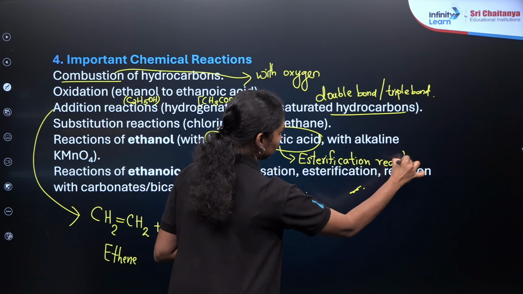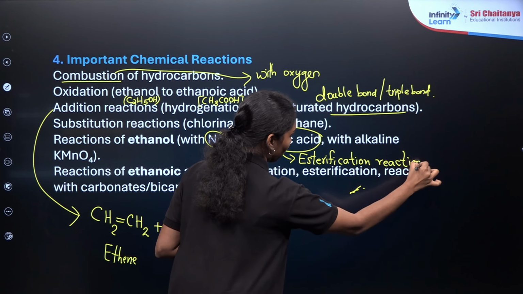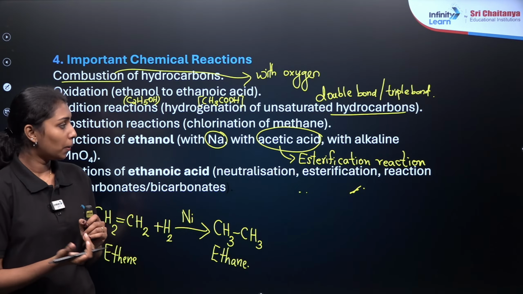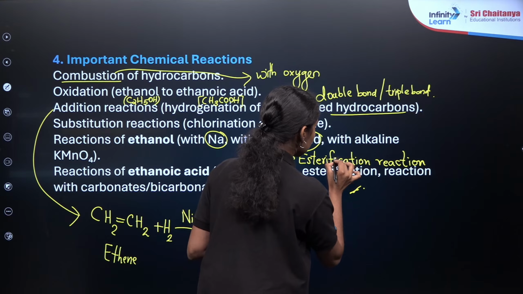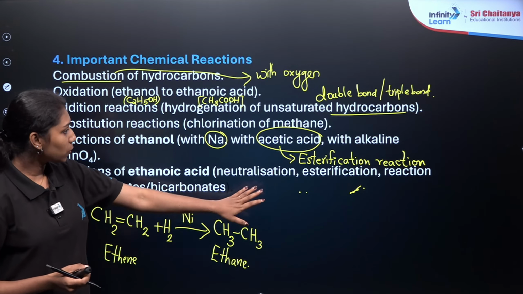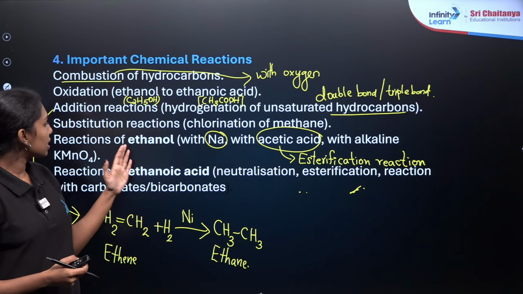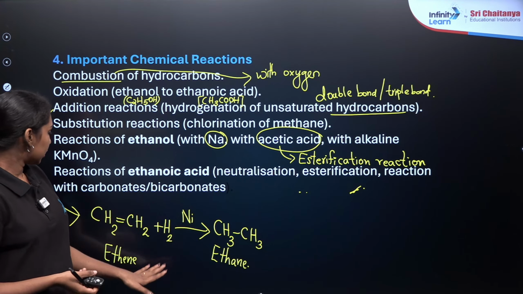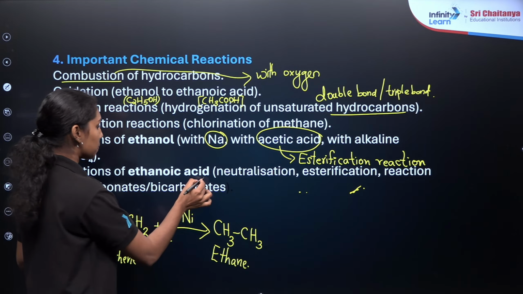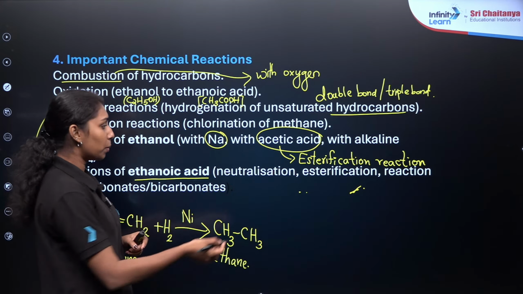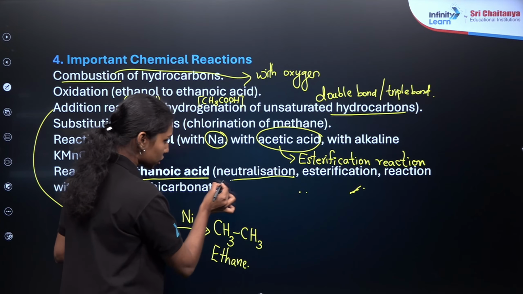If you are treating ethanol and ethanoic acid together, they will form ethyl ethanoate as the ester. It has a pleasant fruity smell that is used in perfume production. We have studied, right? And the next one is alkaline KMnO4. If you are treating ethanol with alkaline KMnO4, it will be directly converted to ethanoic acid, right? Then the reactions of ethanoic acid: treating it with a base like sodium hydroxide, it forms salt and water, that is the neutralization reaction.